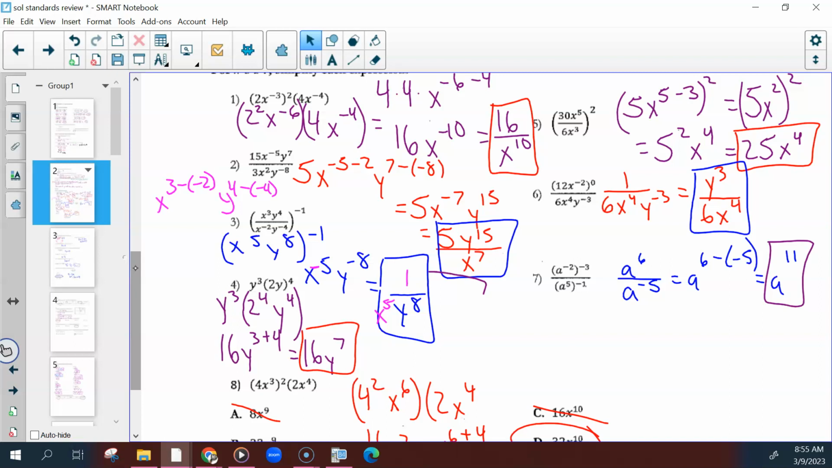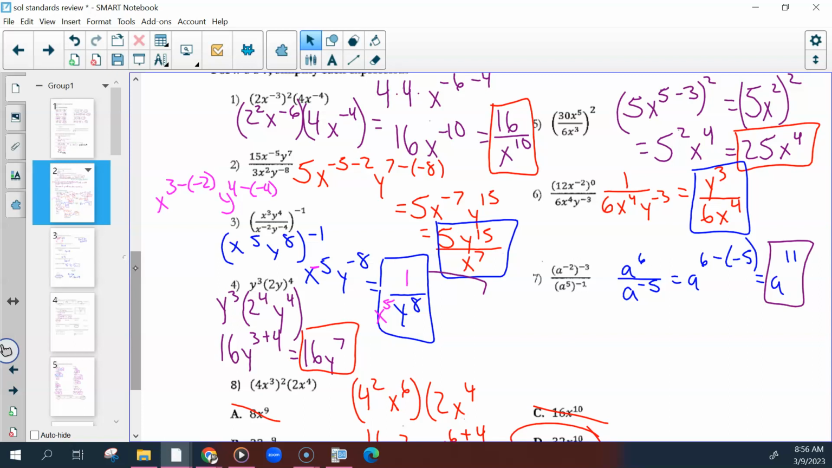6, we have to remember that anything raised to the 0 power is 1. So that entire numerator becomes 1. And then we have to move the y up because it was already negative and it can't be negative. So y to the 3rd over 6x to the 4th.